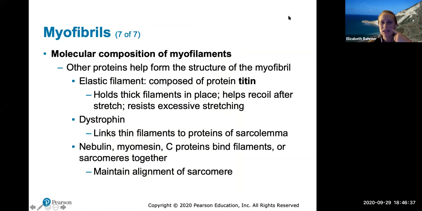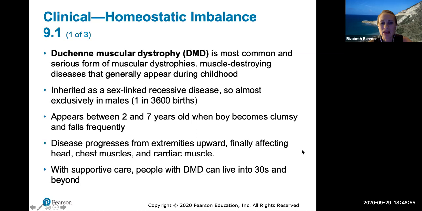Other proteins, I'm going to go over this for now. There are other proteins that help form the structure of the myofibril. I'm not going to ask you guys too many questions about this. However, dystrophin will link the thin filaments to proteins of the sarcolemma, which is like the plasma membrane. And I think we're going to talk a little bit about Duchenne muscular dystrophy here because this is a clinical connection. It's always fun to relate this to real life.